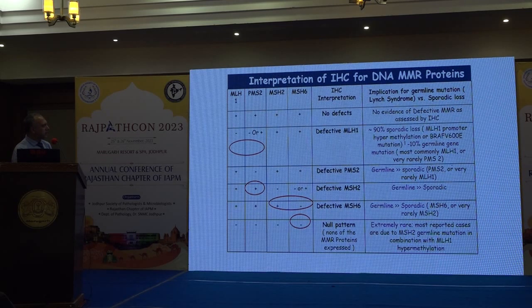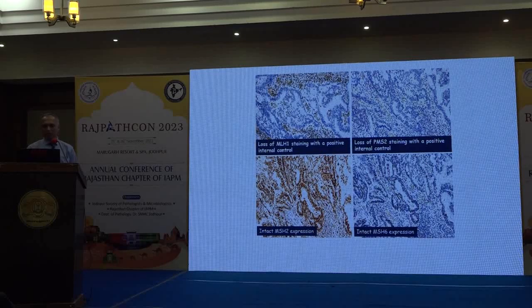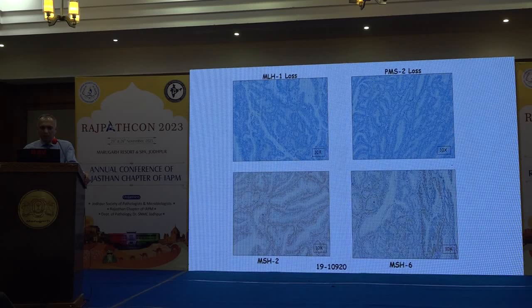Generally, defective MLH1 alone is 90% of the time a sporadic loss, whereas MSH2 alone or MSH6 alone is more often associated with germline mutation, and a null pattern is extremely rare. So you must be aware of all these patterns and the interpretation of the MSI. I told you even a focal positivity in the tumor nuclei in some areas is considered retained or intact, and it is not considered loss. This is an example where the MLH1 and PMS2 are both lost.